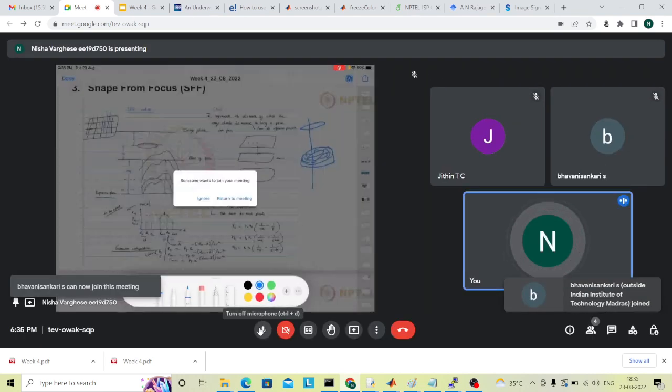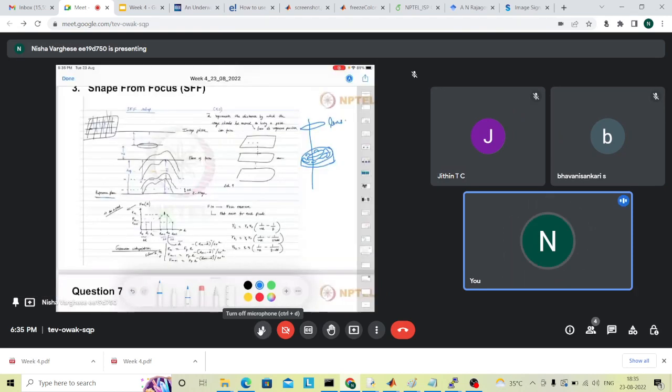If you are capturing, this is the lens. So this is a microscopic structure. Then we move the coin upwards by delta d. First we'll capture the image of the coin at this depth, then we'll shift that coin by a delta d distance.